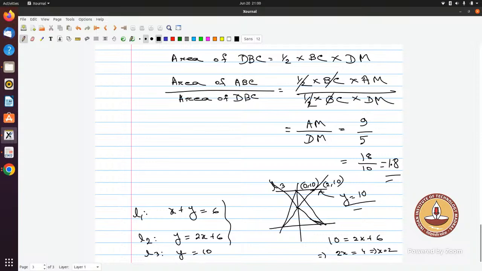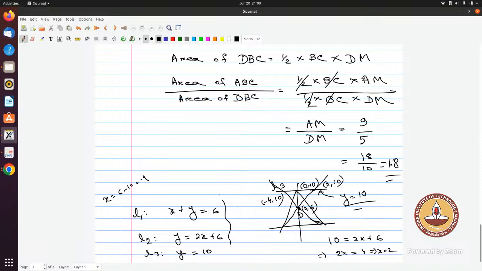And similarly, if I solve this one, then I will get x equal to 6 minus 10, that is minus 4. So this point will be minus 4, 10. And this point was 0, 6, if you remember, D. So these are the 3 points.